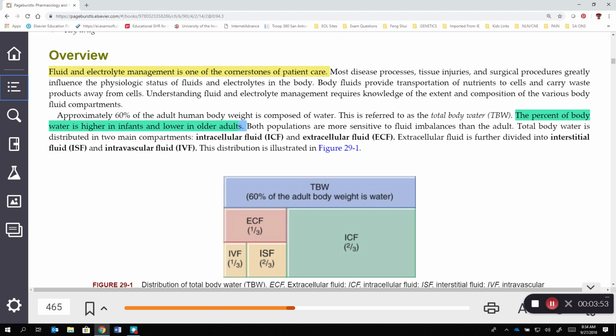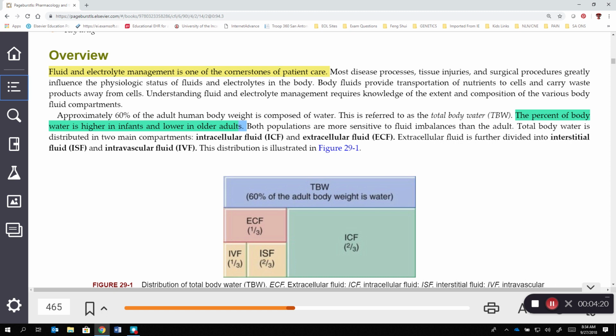That is something to keep in mind when we talk about how these drugs might be used in that population. Now, as we know, older adults with aging will have less composition of water in their body. So both of those populations are more sensitive to imbalances in their fluid status and electrolyte changes than the normal adult.